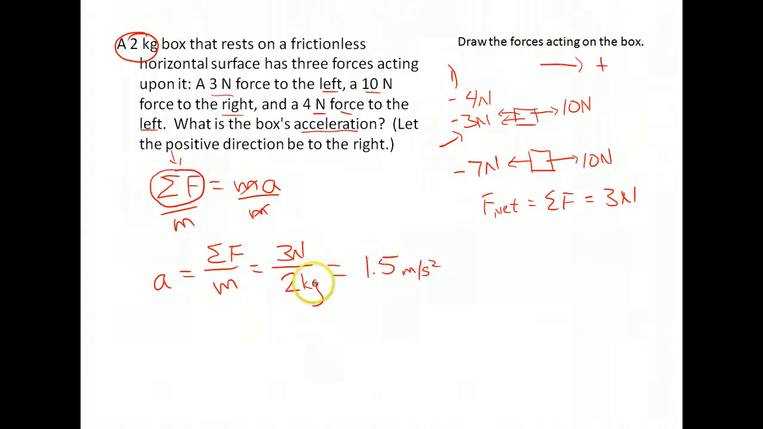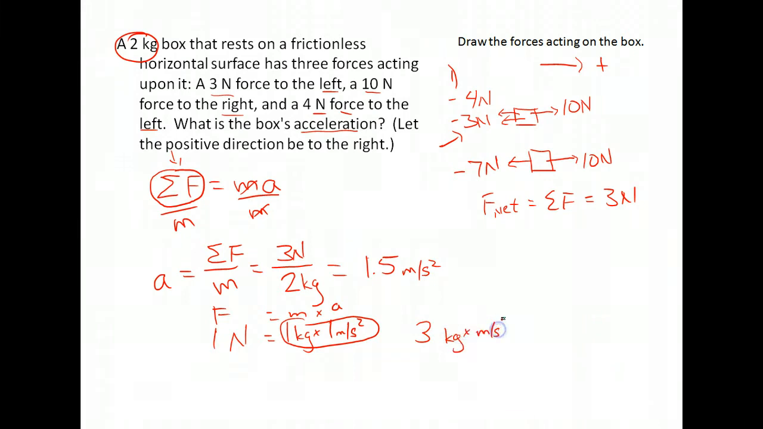And let me show you how we end up with those units. 1 newton is equal to 1 kilogram times 1 meter per second squared, and that just comes from your equation, force equals mass times acceleration. So if we said that we had 3 kilograms times meters per second squared instead of saying we had 3 newtons, and then we had 2 kilograms on the bottom, you would see the kilograms canceling out here, leaving us with just meters per second squared for our units.